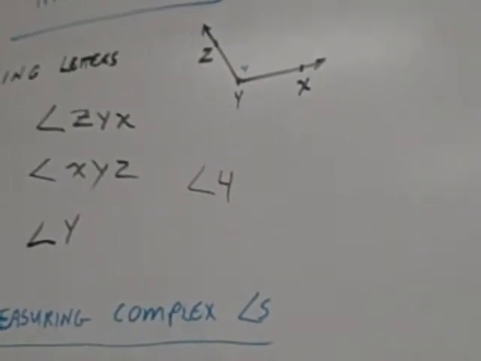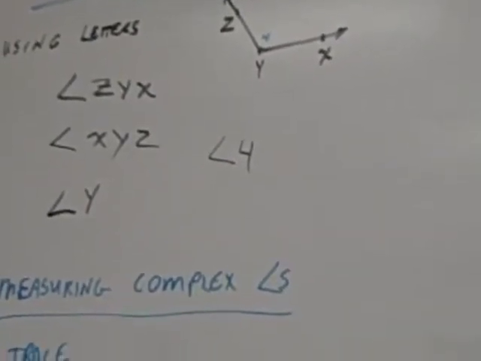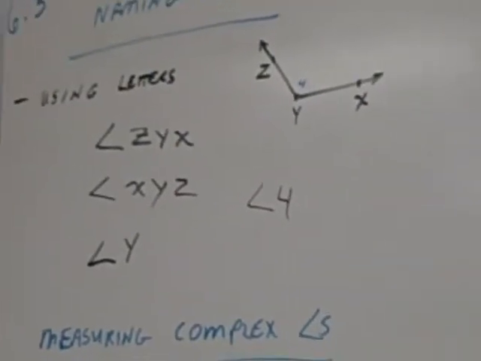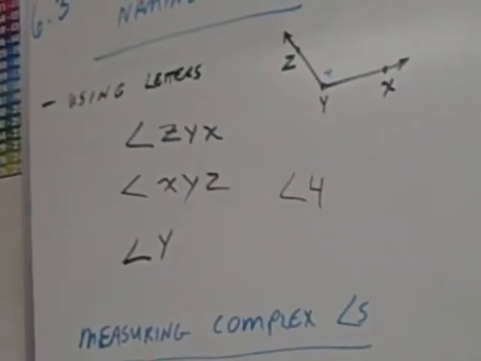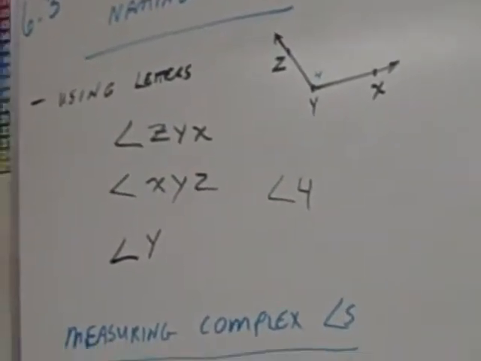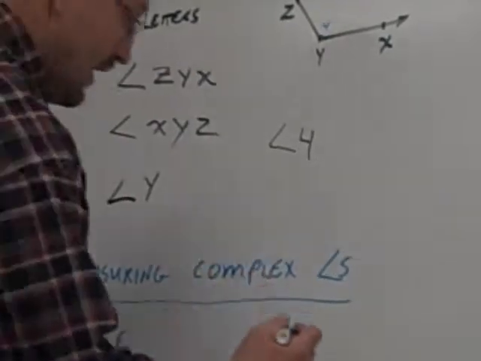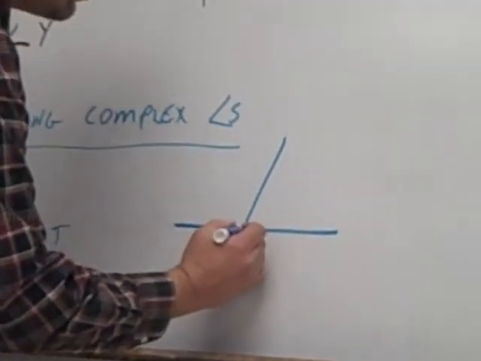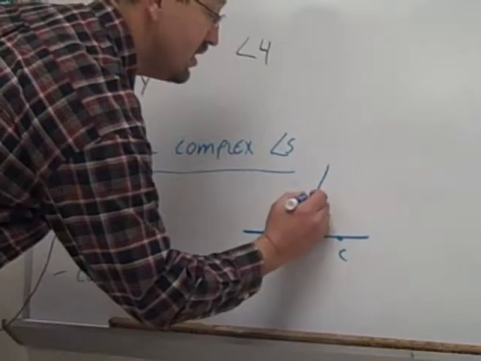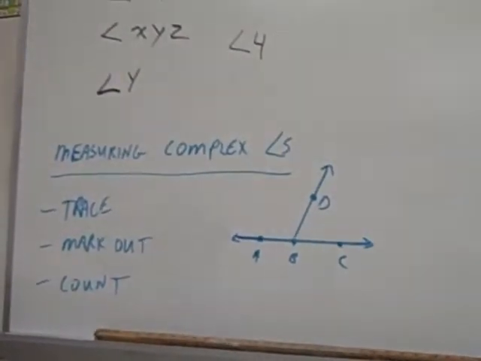Now, what about one angle on the paper? Oh no, I'm about to show us something. Okay. Measuring complex angles. Complex angles are the angles I just showed you. A, B, C, and D. Whoops, I changed the lettering on that one, didn't I? All right, that's a complex angle.